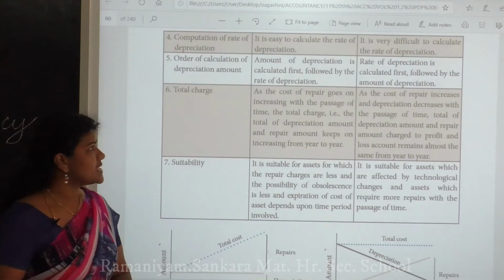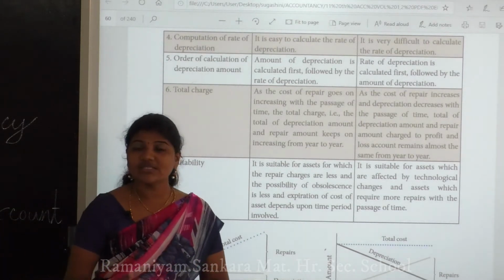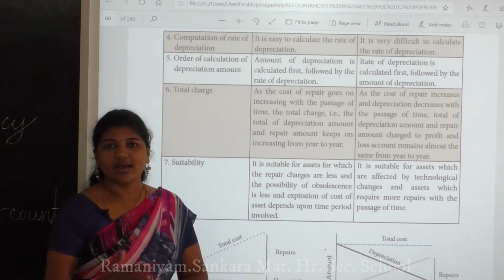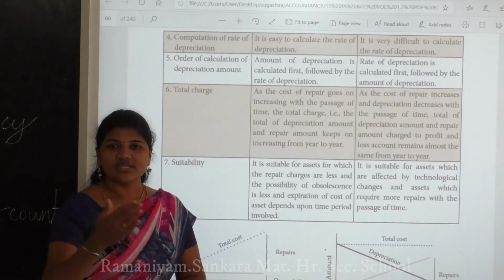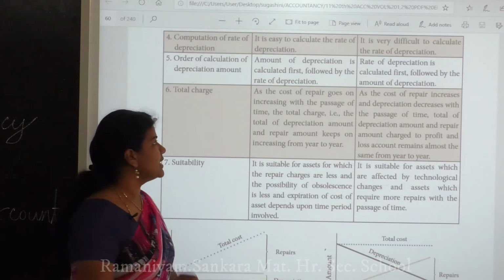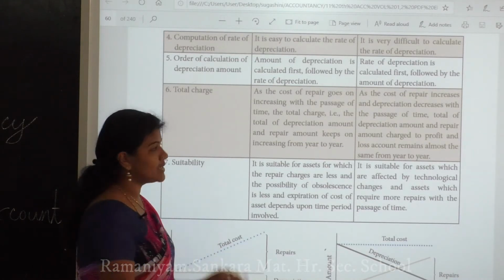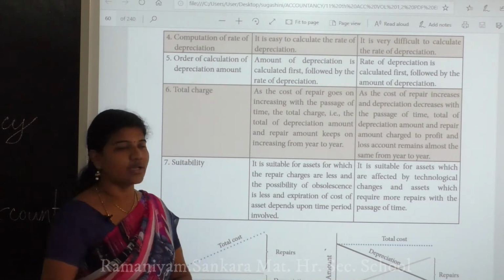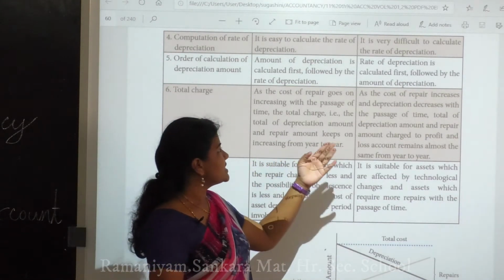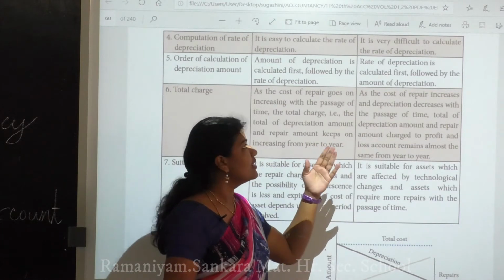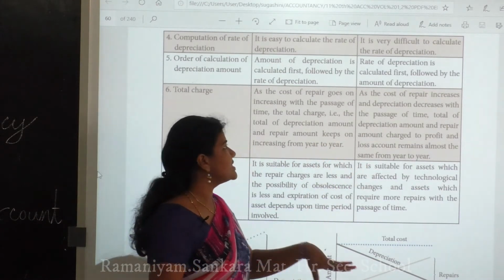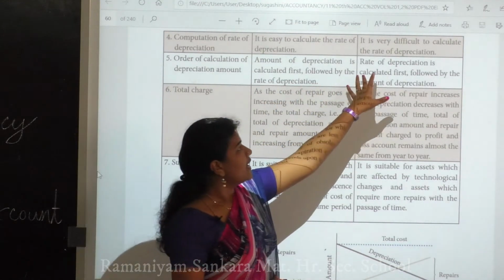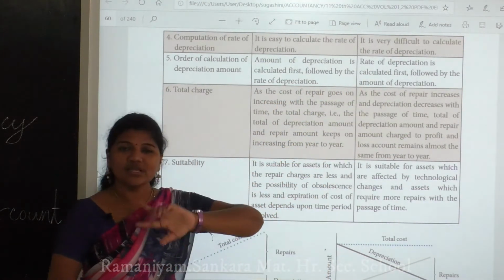The amount of depreciation is calculated first, because this is in the depreciation chapter, and this topic is related to that. The amount is reduced first. Another thing is that it is followed by the rate of depreciation. What is the rate? They have to fix it, and that is followed. Next, the rate of depreciation is calculated first, followed by the amount of depreciation. It is the same thing, like here the amount of depreciation, but here the rate of depreciation.